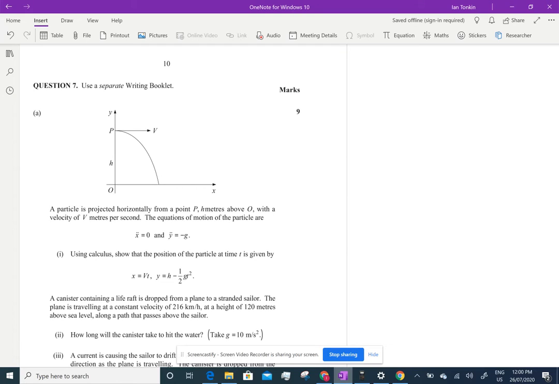Okay, let's have a look at this HSC Extension 1 question from 1997. And it's question 7, so it's meant to be one of the hardest questions. It's the last question on the paper.